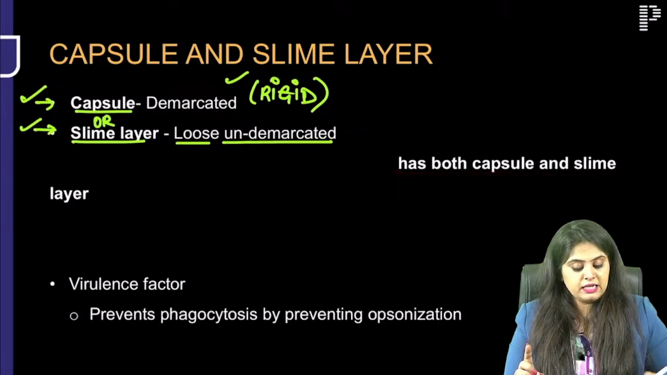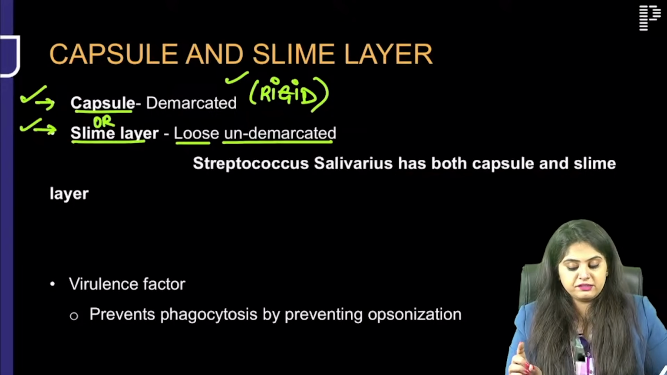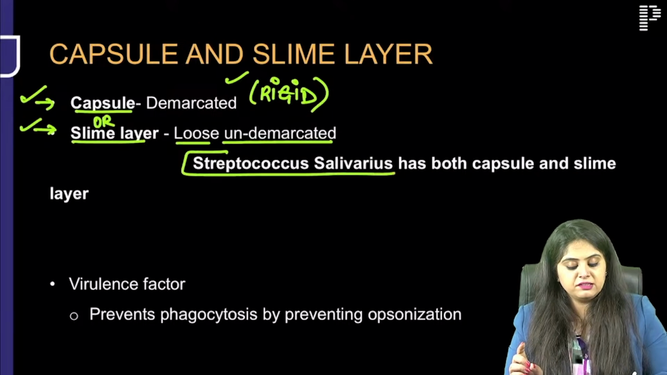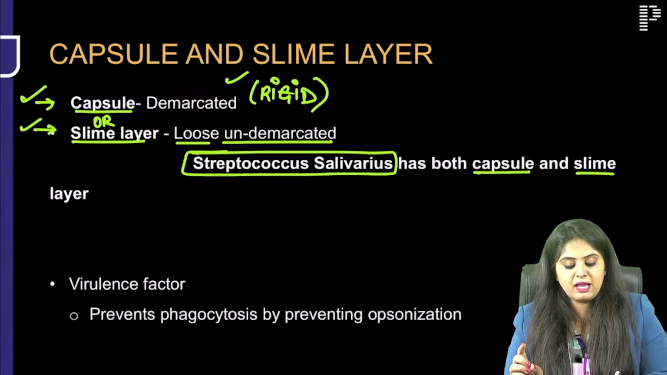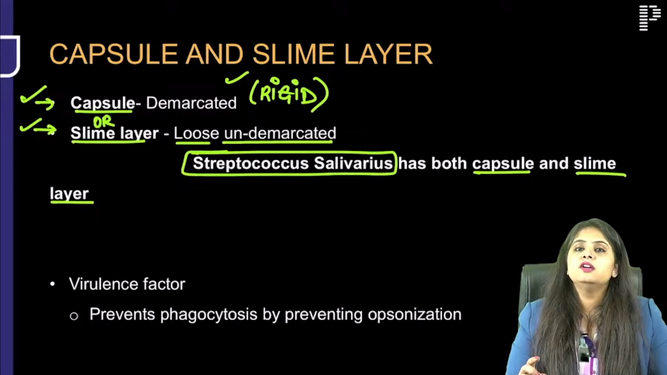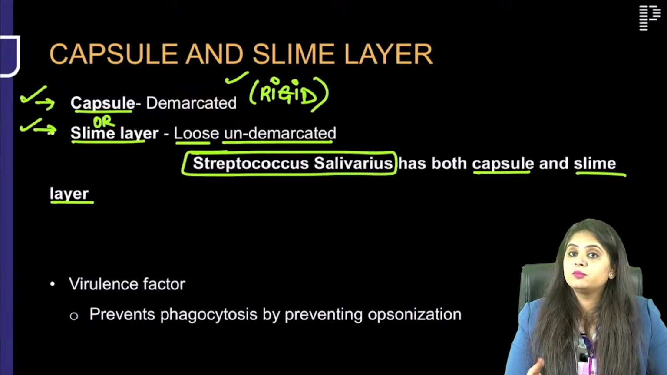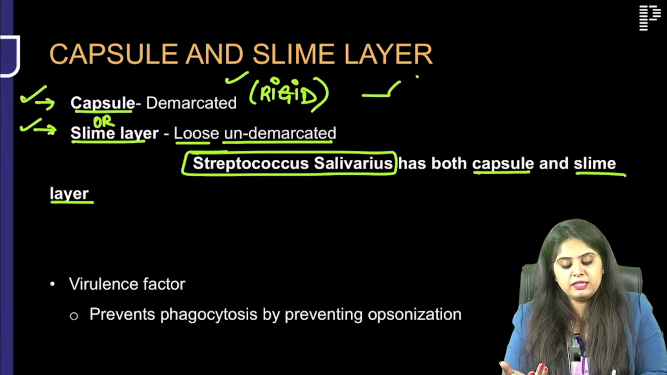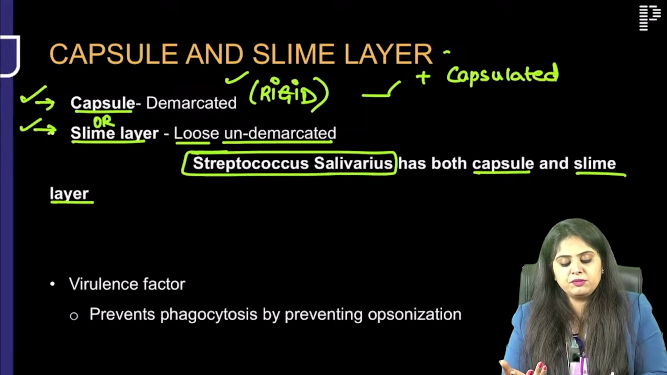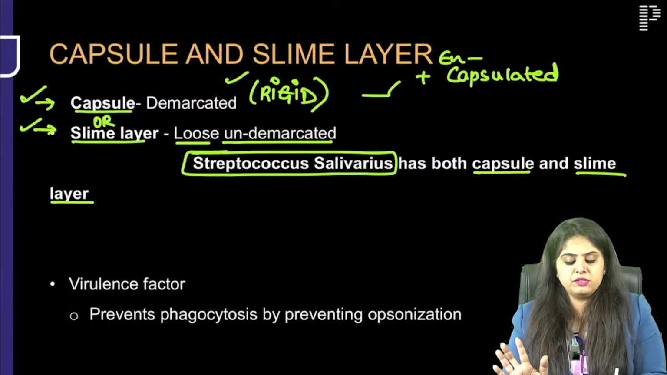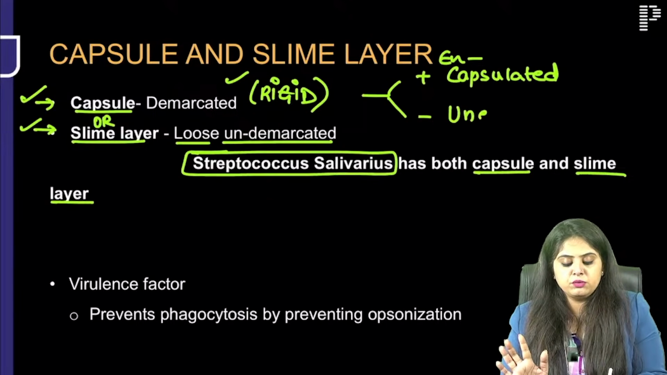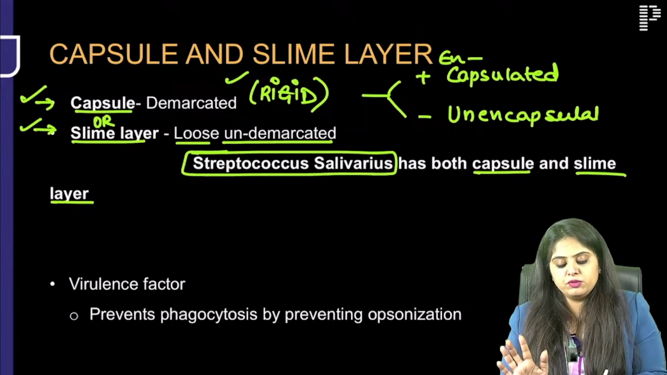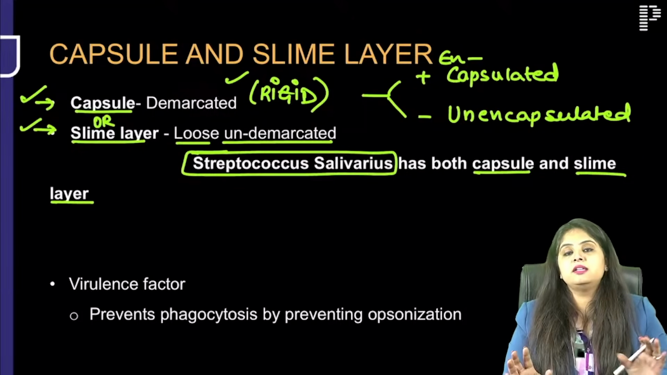Viva question. It is Streptococcus salivarius. Streptococcus salivarius can have both the capsule and the slime layer present in it. So does every bacteria have a capsule or a slime layer? No. Obviously, the ones which have a capsule are going to be capsulated bacteria. Some people call it capsulated or encapsulated, same thing. The ones which don't have a capsule are known as unencapsulated bacteria. So there are two options, capsulated bacteria and unencapsulated bacteria.